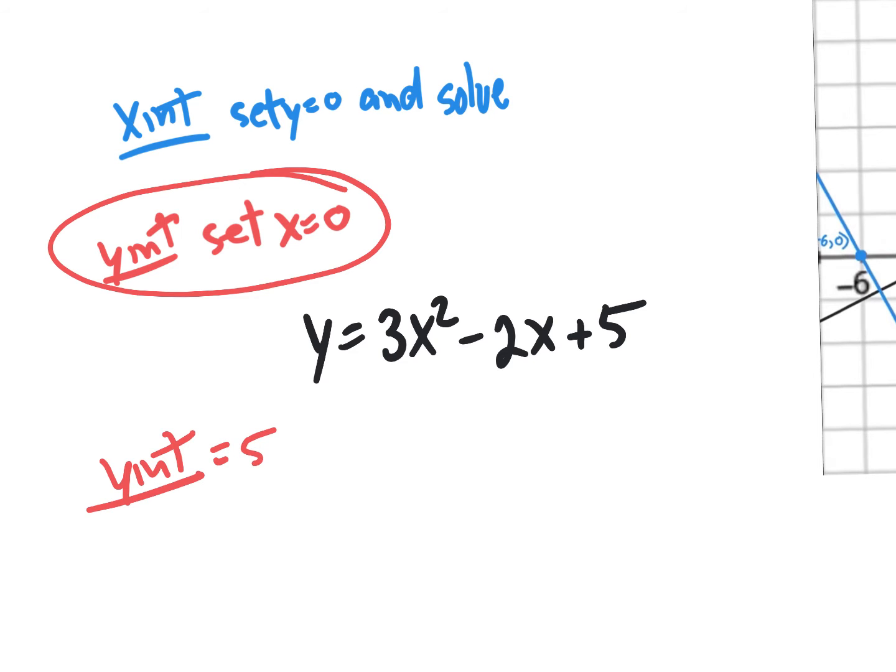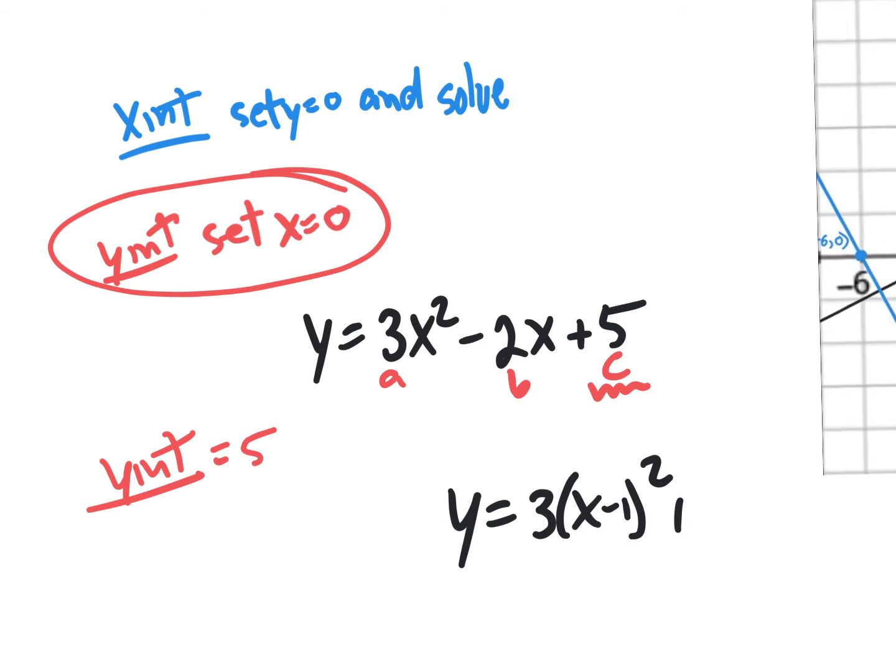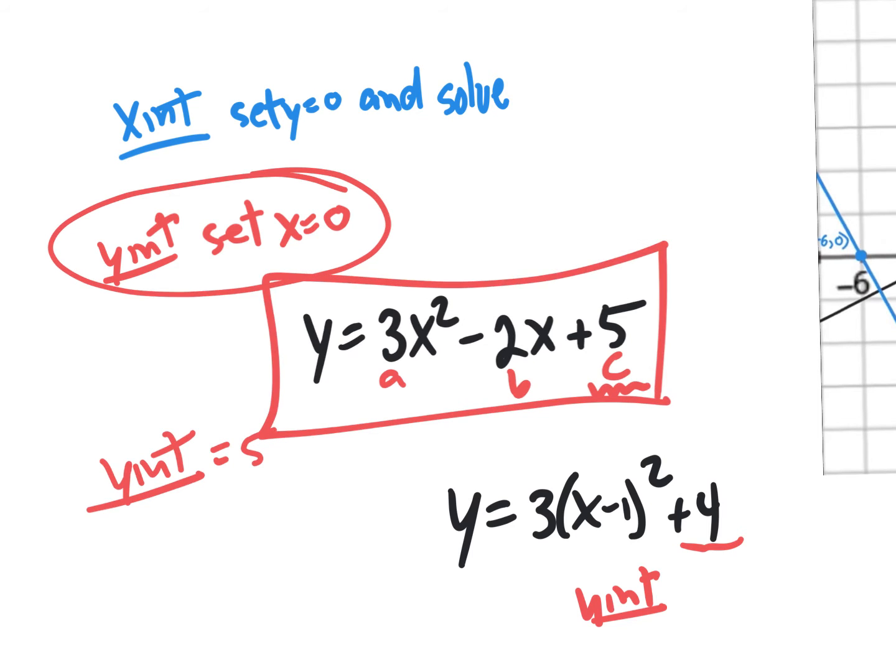So on a standard form quadratic trinomial equation where you have the a, the b, and the c, the y-intercept will always be your c value. Yay? But that's not true for vertex form. Like in vertex form, you might have y equals 3 parentheses x minus 1 squared plus 4. Your y-intercept will not be 4. That's wrong. It only works with standard form quadratic trinomial equations.